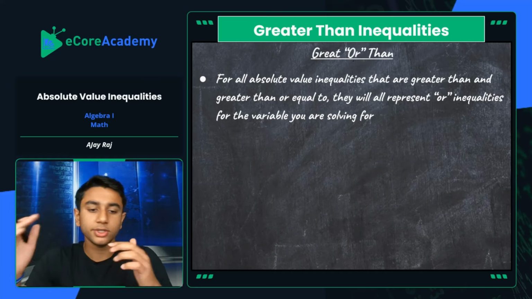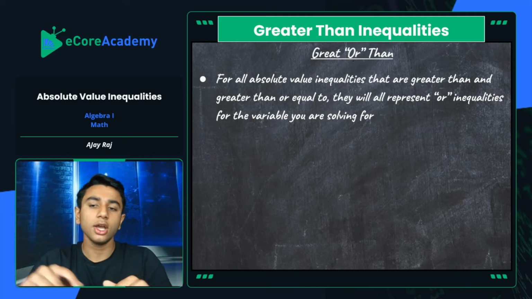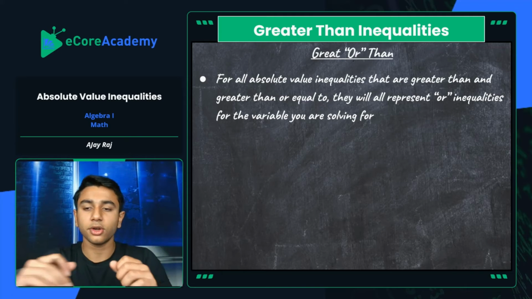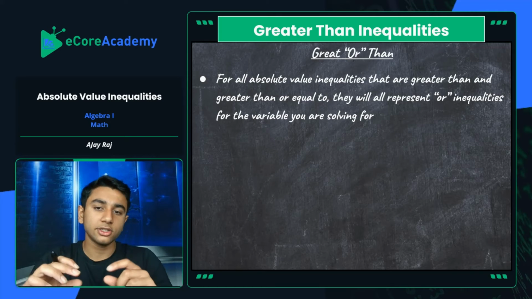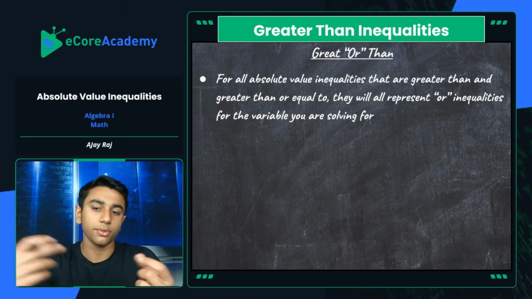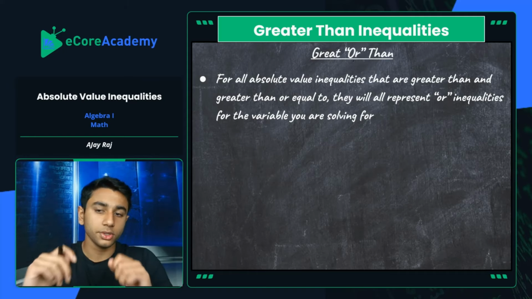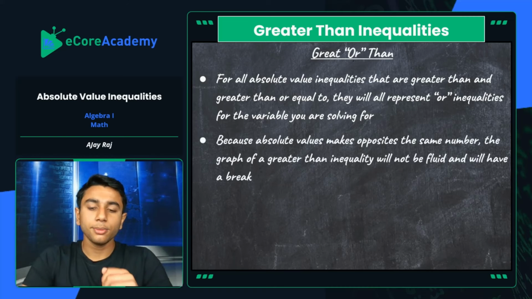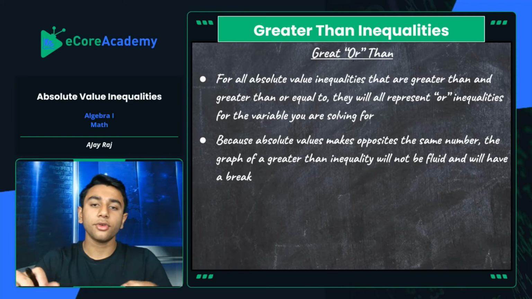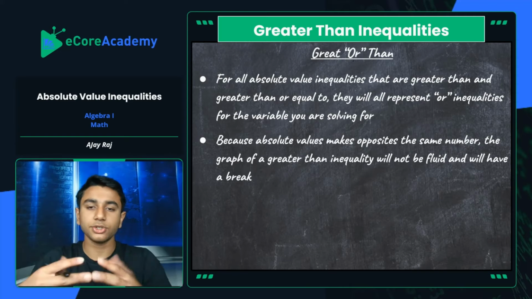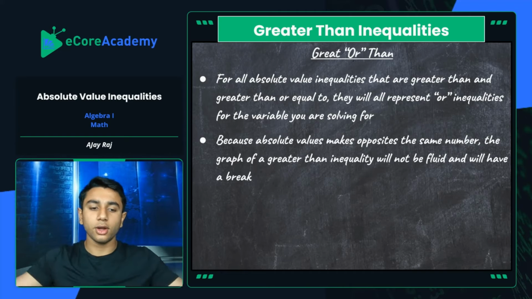So once you simplify, you're going to simplify exactly the same as your less than inequalities. All absolute value inequalities are going to be solved exactly the same with those 3 steps. It's just that the final answer is whether or not you put or and. That's what we're figuring out here. And for greater than, it's always going to be or. So because absolute values make opposites the same number, the graph of a greater than inequality will not be fluid and will always have a break in between. If you remember our or compound inequalities, they're not going to intersect, and they're actually going to have a break in between, and they're going to go in opposite directions.